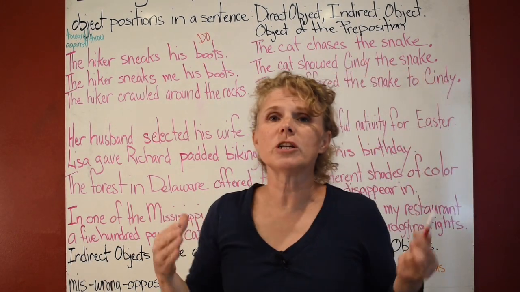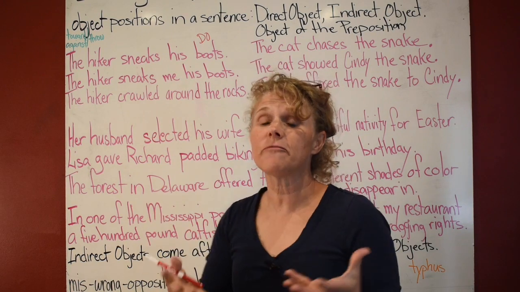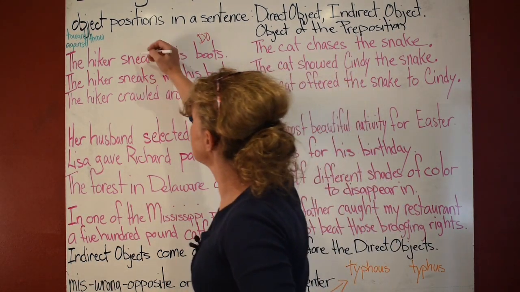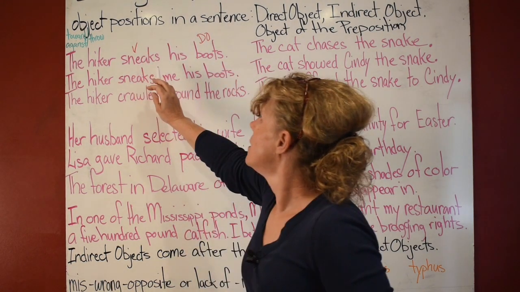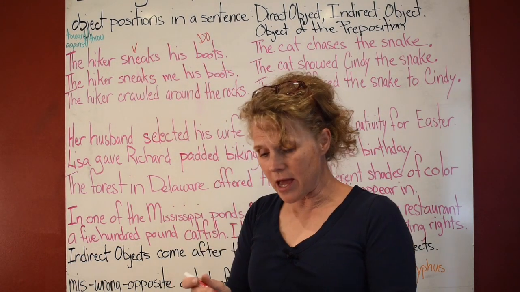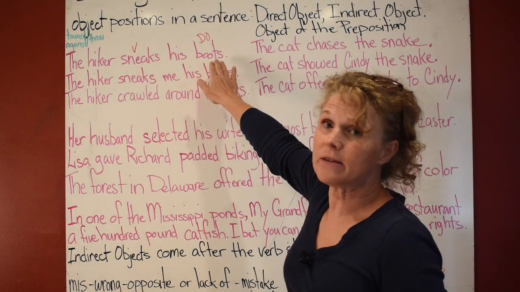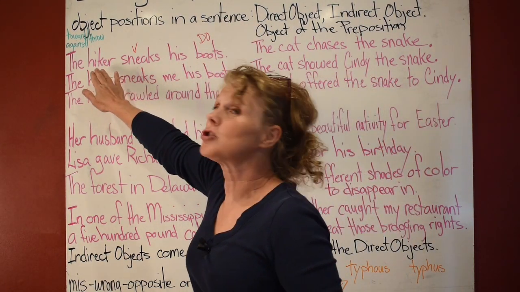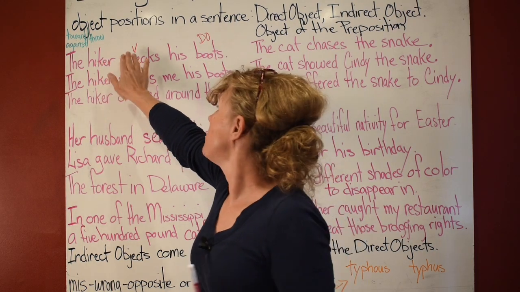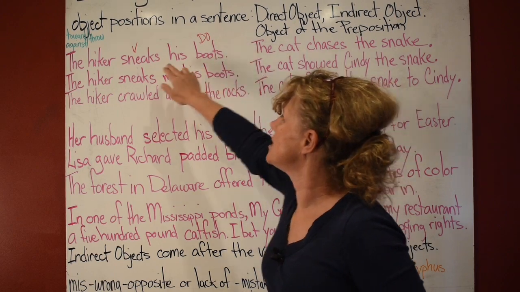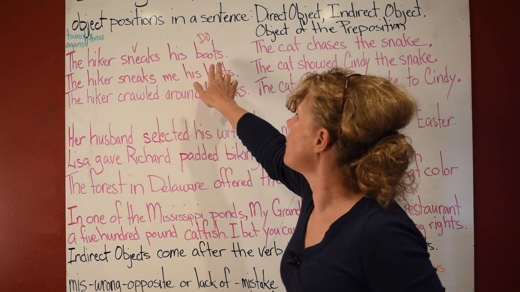What you do is you first find the verb. To really be able to find your direct object, you have to know what your verb is. And this is the verb, okay? He sneaks. And then what's receiving the sneak? The boots. The boots are receiving the sneak, right? Now the hiker's doing the sneaking, but the boots are receiving the action of the sneaks. And that's how you find it.